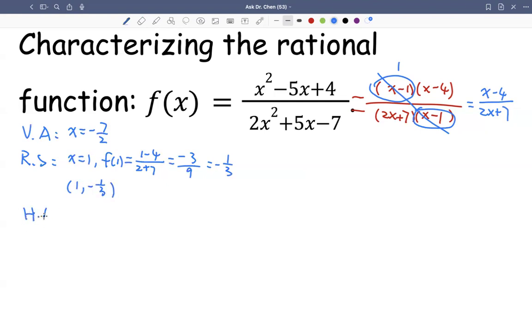For the horizontal asymptote, we take the leading coefficients of the numerator and denominator, which gives a half. Because it's horizontal, it has to be a y value: y equals a half. X-intercept means the function value is 0, which means the numerator x minus 4 is 0. So that's (4, 0). Y-intercept means the x value is 0. If x is 0, we have -4 in the numerator, and that's -4/7.